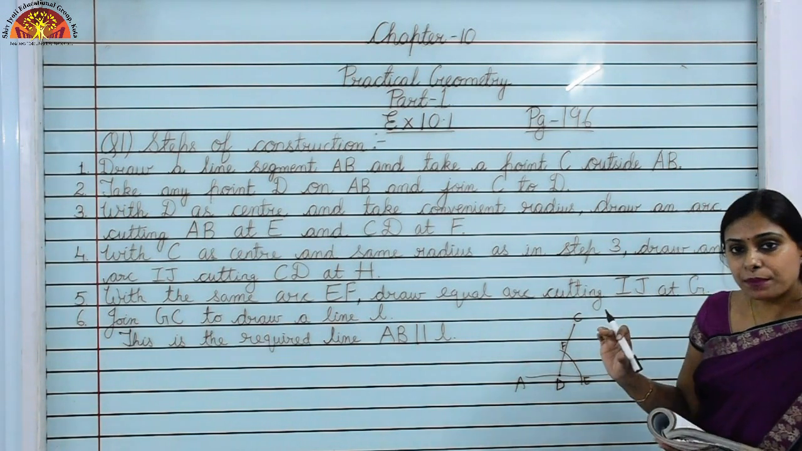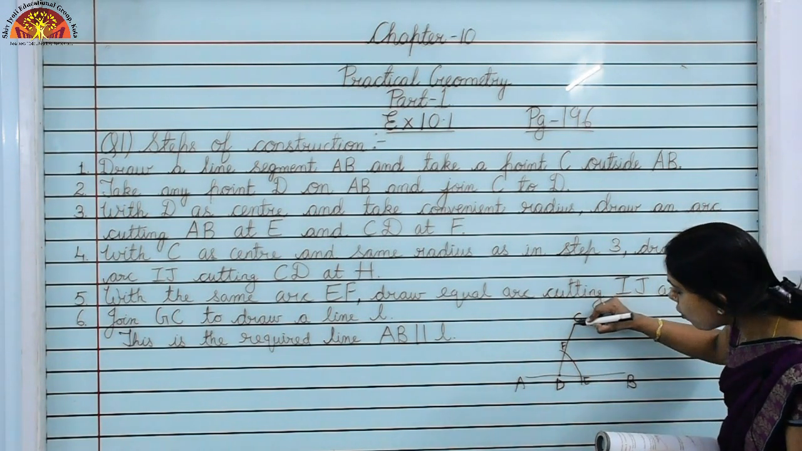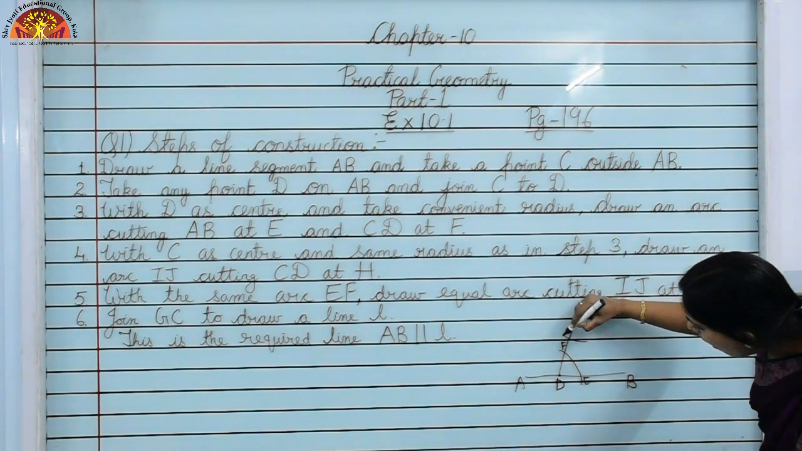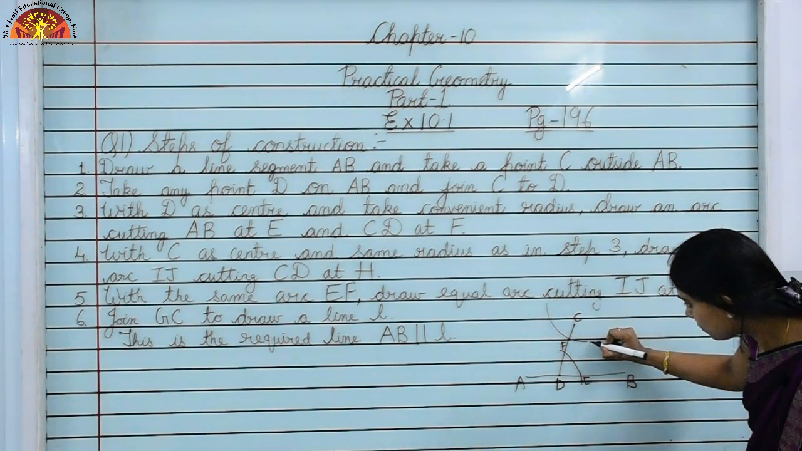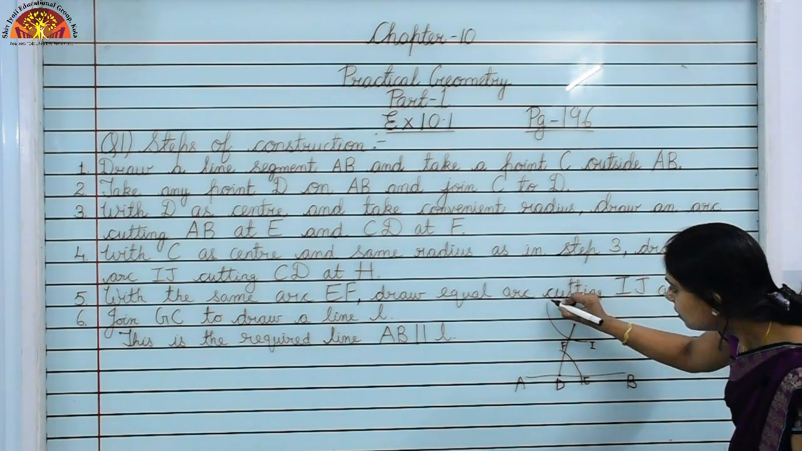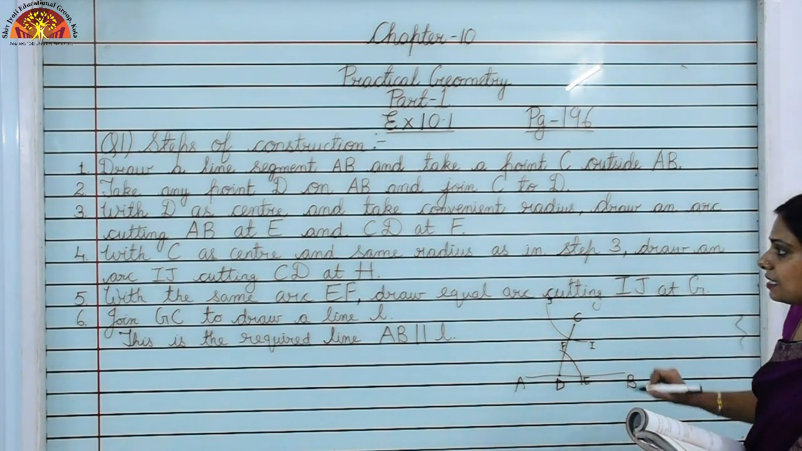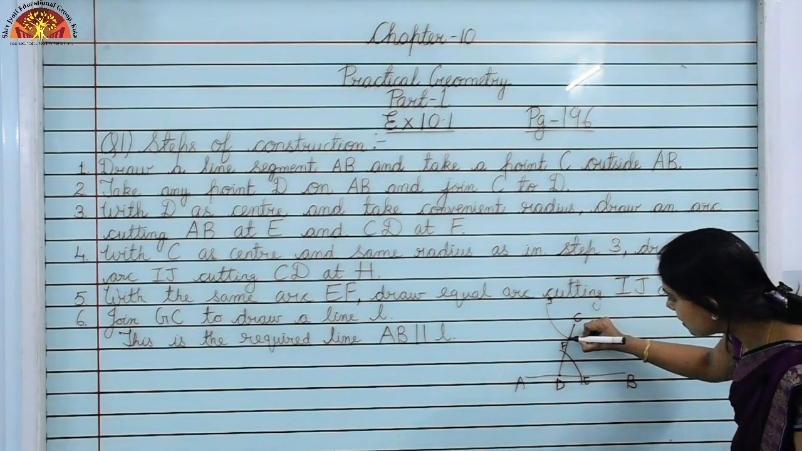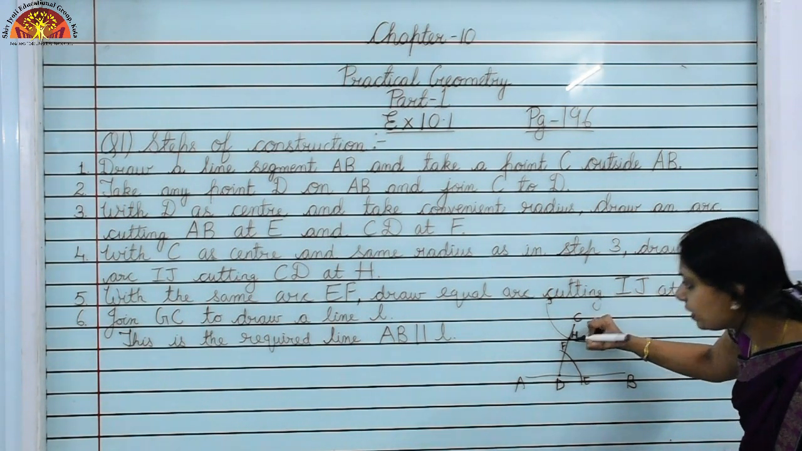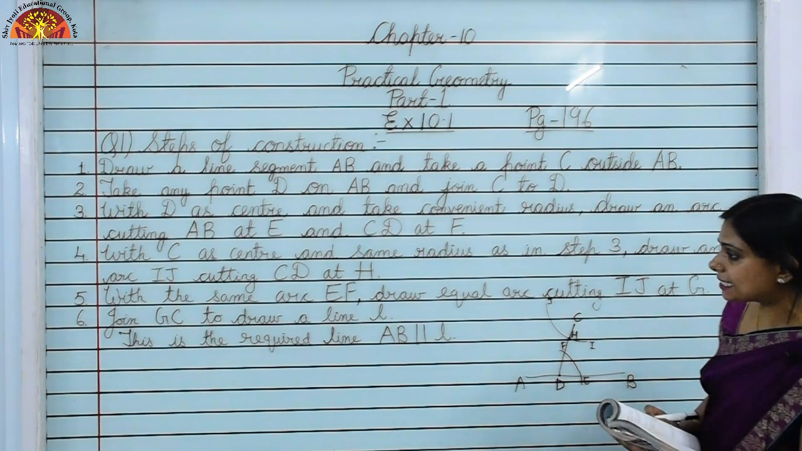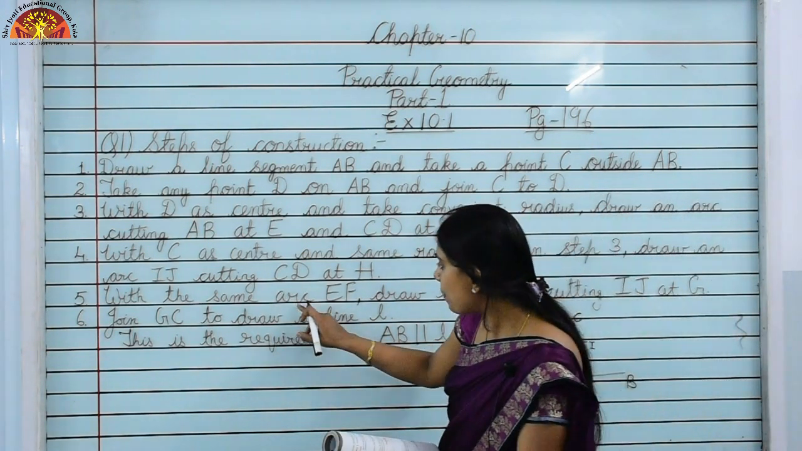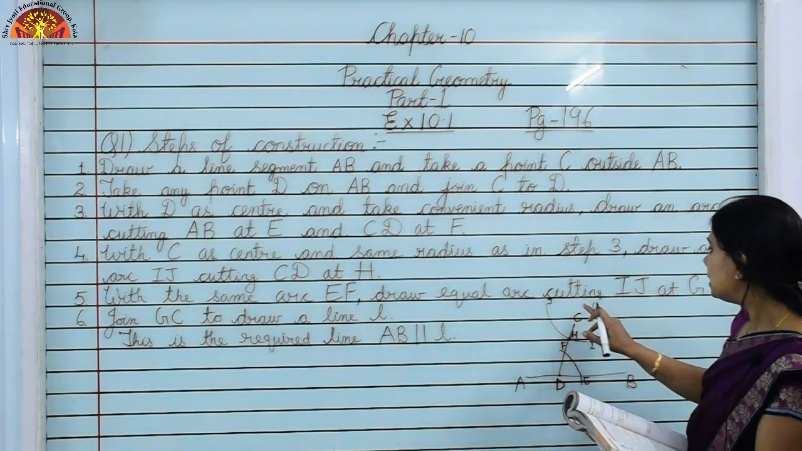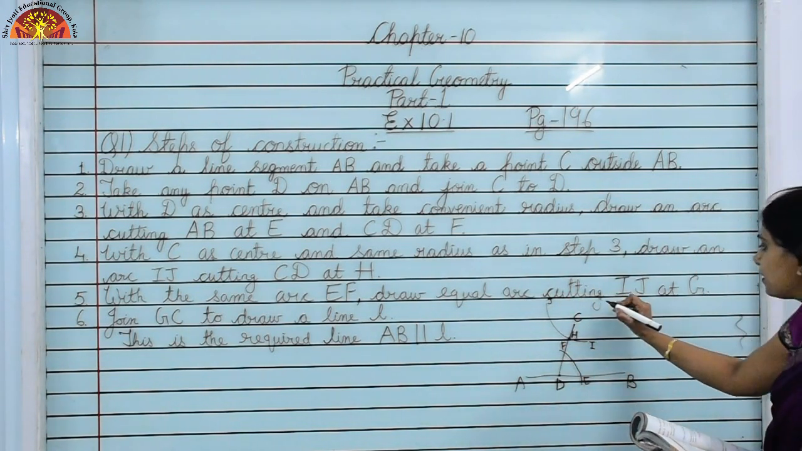with that same radius, you will keep your compass needle at point C and draw an arc IJ. Is it clear? Cutting at H. This is the intersection point. This is the point H. Now what is the next step? With the same arc EF, draw an equal arc cutting IJ at G.